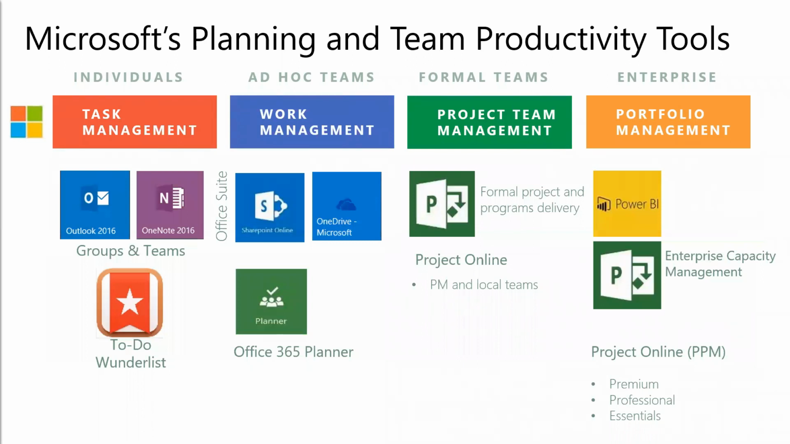Okay, all of the things that you see on the left-hand side, the red, blue, and green boxes at the top, would be included in an Office 365 license at your organization. The Project Online and Power BI would require additional licenses for that enterprise management.